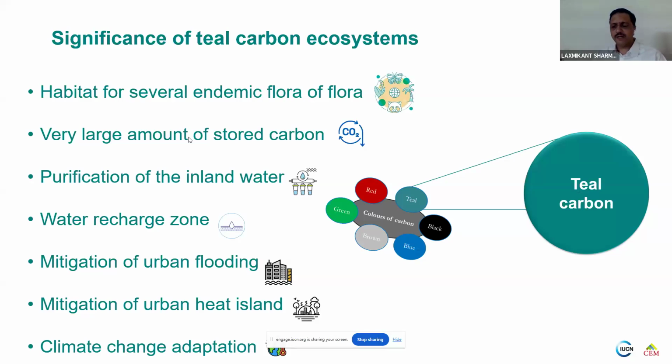Purification of the inland water: the inland water is purified naturally by the teal carbon ecosystem itself, which the inland wetland ecosystem provides. That's why it is a water recharge zone. Mitigation of urban flooding, mitigation of the urban heat island effect, and climate change adaptation can be addressed by the use of teal carbon. So that's why the significance of the teal carbon ecosystem is growing more and more right now.